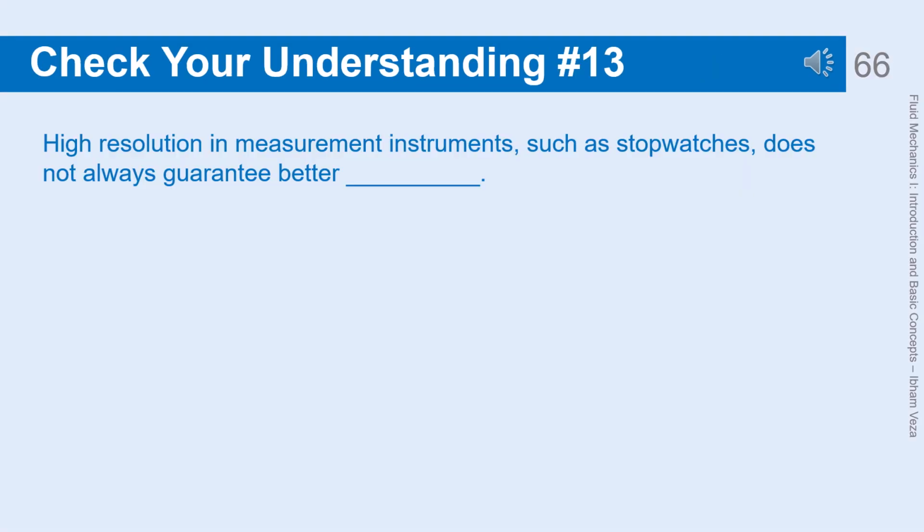Check your understanding. Number 13. This question emphasizes that high resolution does not guarantee better accuracy. Many people mistakenly think that more digits mean more correctness. This question helps correct that misunderstanding. The focus is on measurement quality, not on number display. This is a very important concept in engineering experiments and measurements.